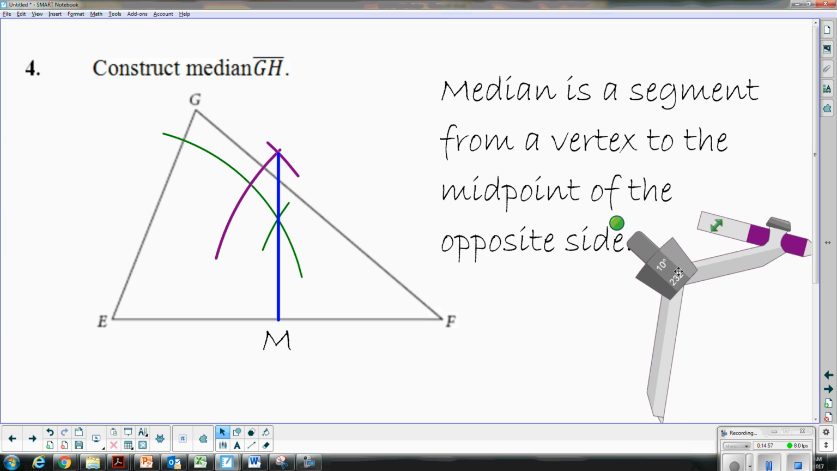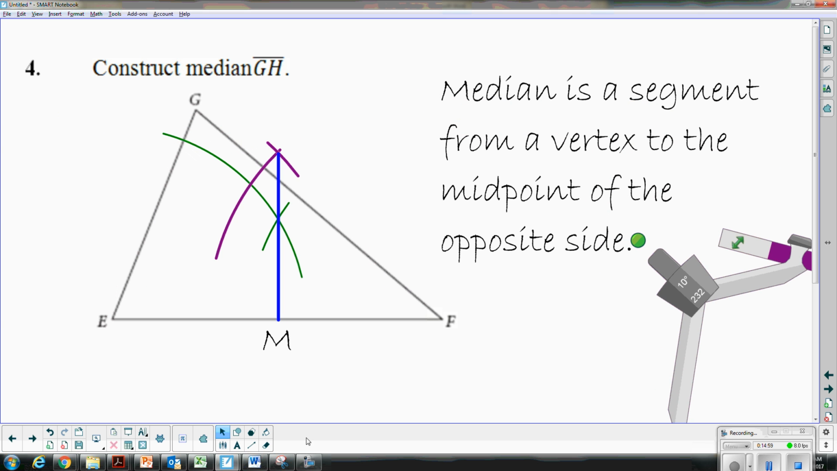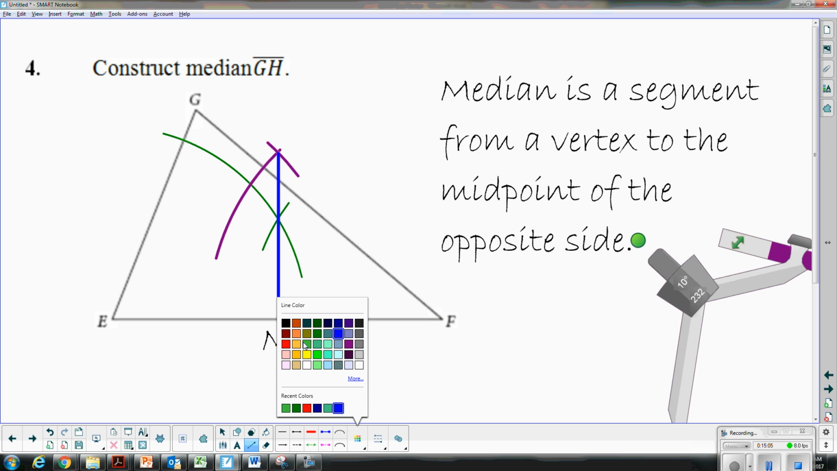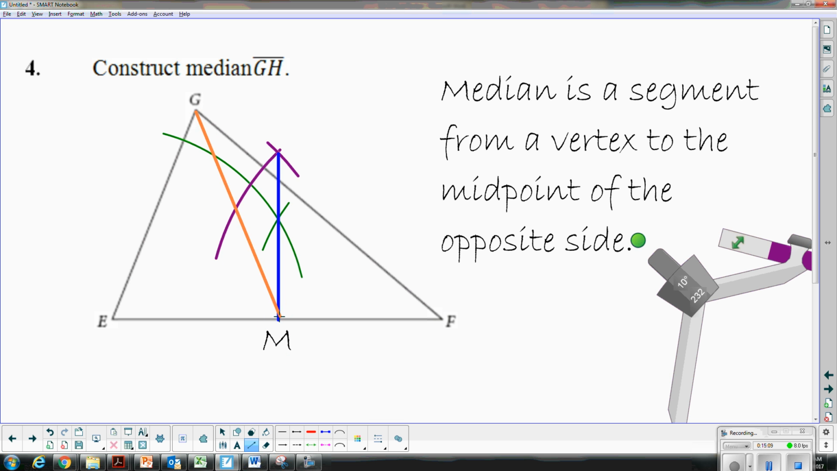And my median is a segment from the vertex to the midpoint. So now I'm just going to connect those two. So GM is my median.